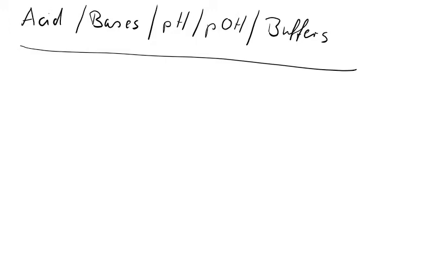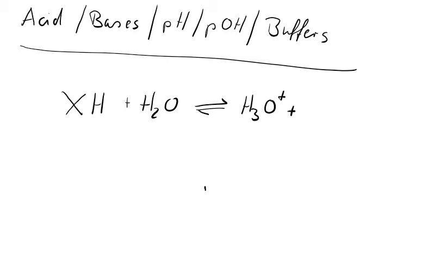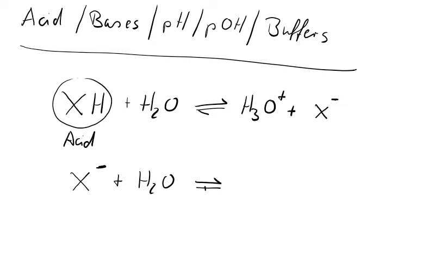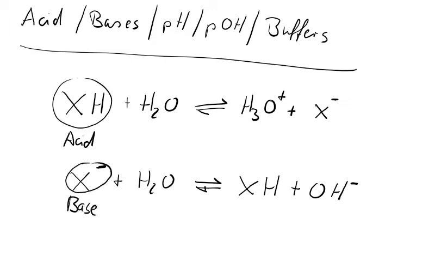We gave a definition, which is the most common one, by Brønsted, where we have a compound XH plus water, and that dissociates into H3O plus X minus. And here XH is the acid, obviously, because it's a proton donor. We also can say X minus plus H2O gives XH plus OH minus. And in this case, X minus is the base of the whole thing.